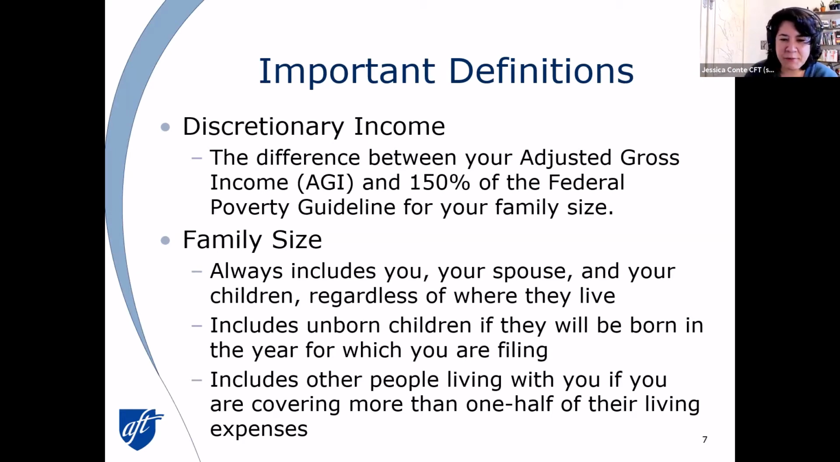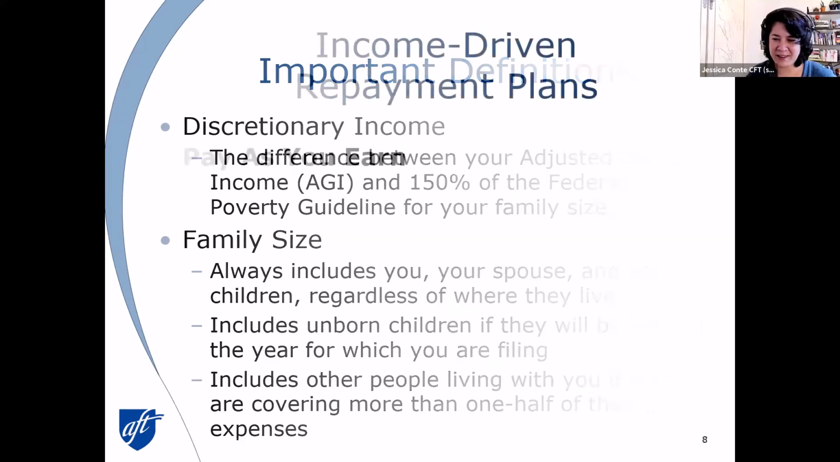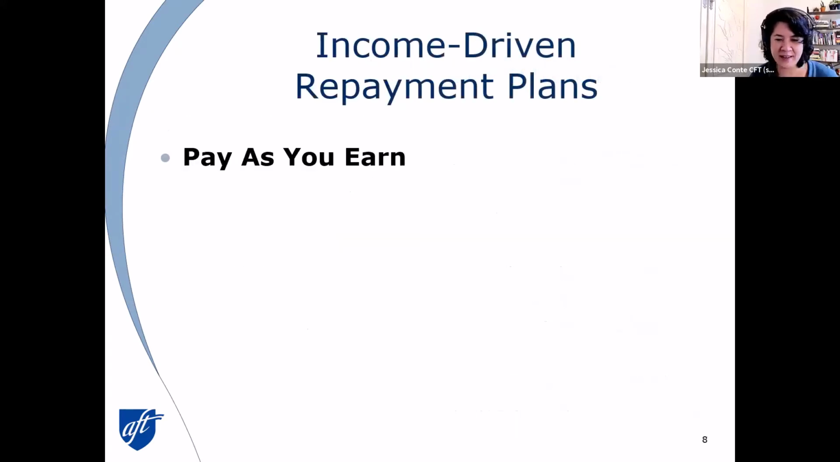So the Department of Education has 4 of these repayment plans. The first, we're going to go over revised pay as you earn, income-based repayment, and income contingent repayment. So we're going to walk you through the basics of these plans, going from the most to the least generous. Again, this information will also be available to you when you use Summer. Okay. So let's go on to pay as you earn.